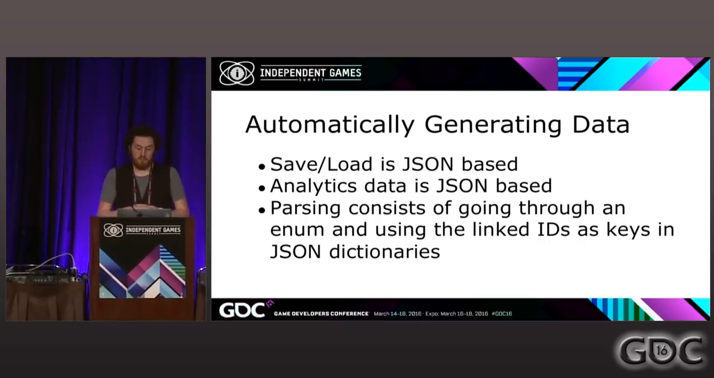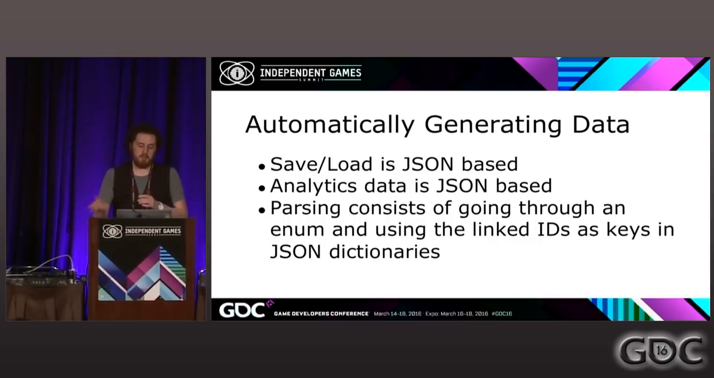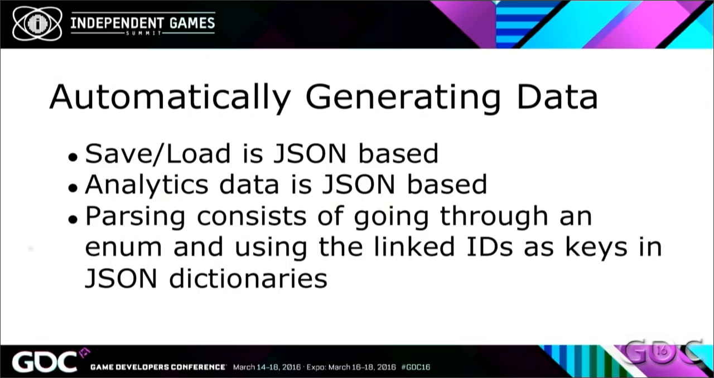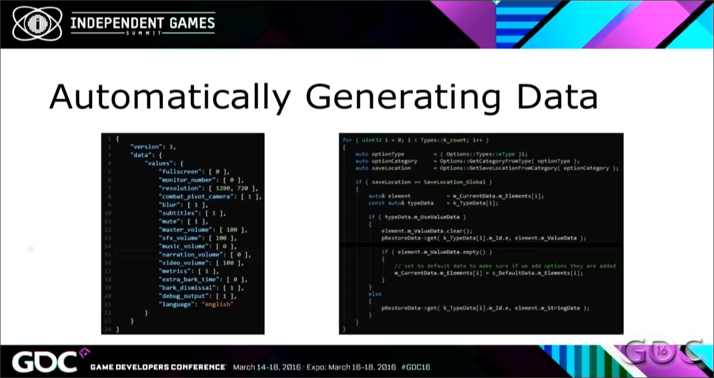So that was very useful for automatically generating data. Our save load is JSON-based, and our analytics data is JSON-based. And parsing consists of going through that enum, grabbing the linked IDs, and creating JSON dictionaries. So to the left is the save file for our option file, and to the right is the code for loading that save file, which basically consists of going through each option, grabbing the associated ID, parsing the JSON.